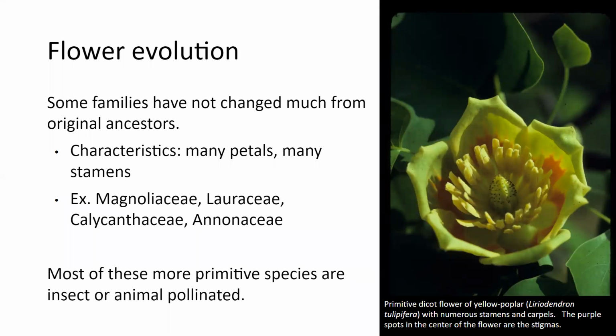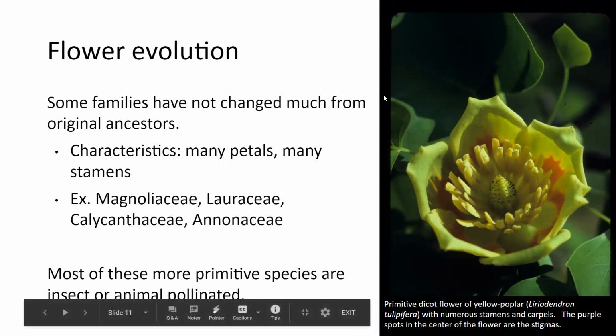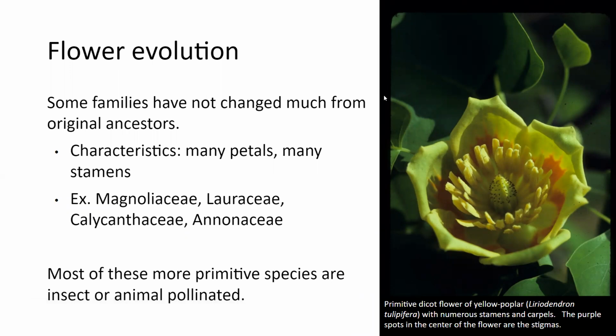So you can see in this photograph of the tulip tree flower, you have your gynoecium here in the center, surrounded by the androecium, which is the male parts of the flower. And then we have the tepals, which are a combination of petals and sepals that are surrounding that. And it's not a set number for any particular flower.